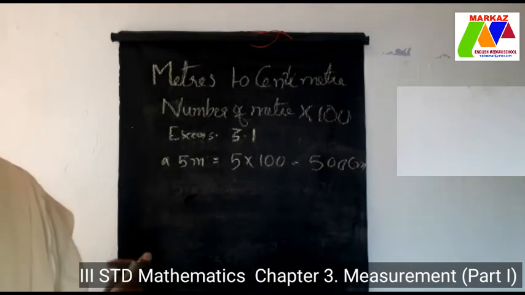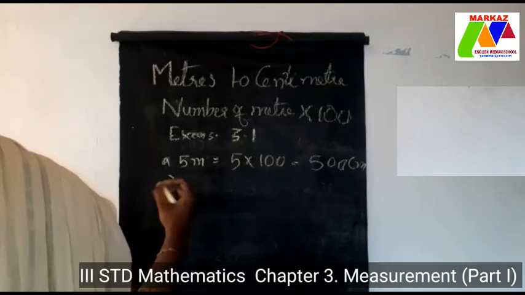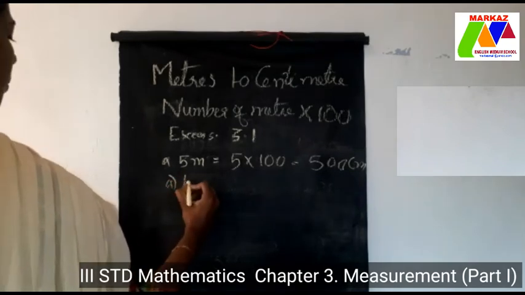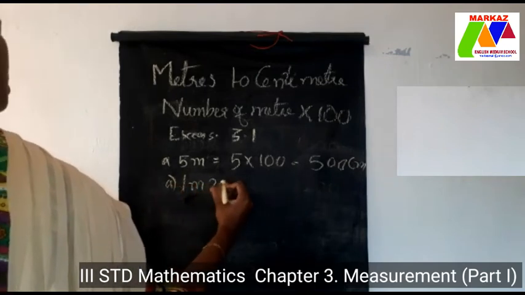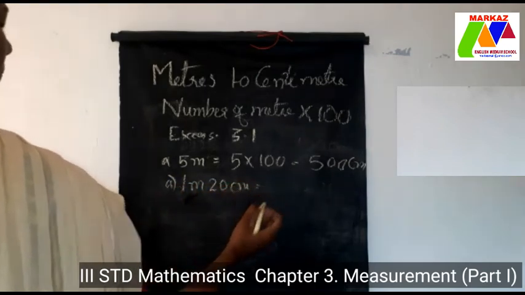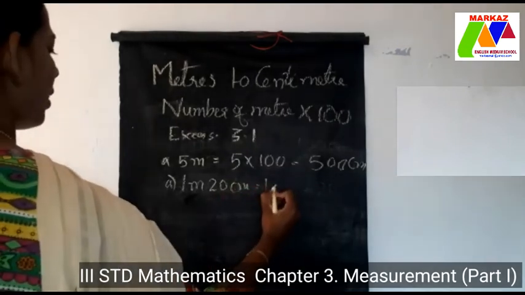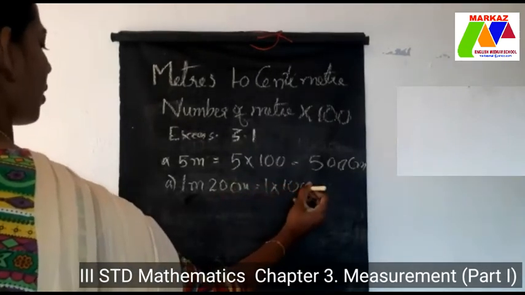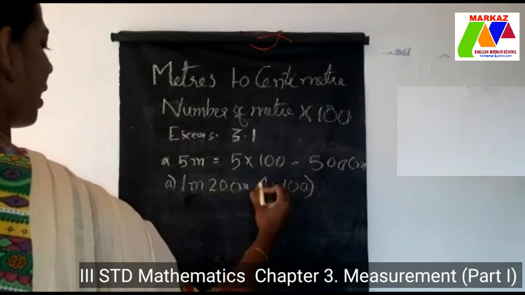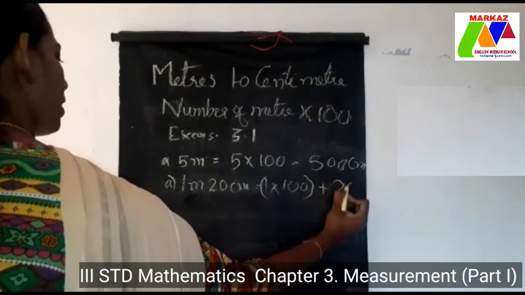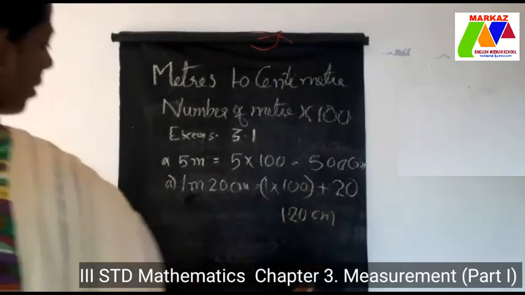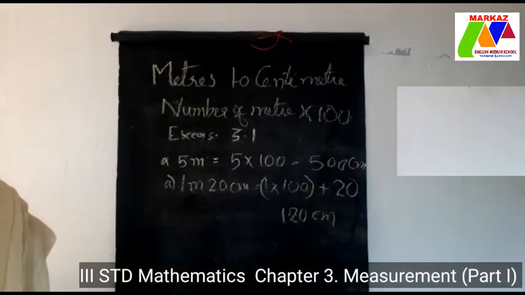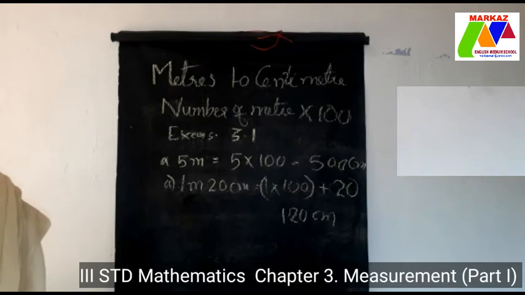Now let us move to the next section. The first one is 1 meter and 20 centimeter. Okay, so let us do this. 1 into 100 plus that 20. So the answer is. So the next B and C is a homework for you.